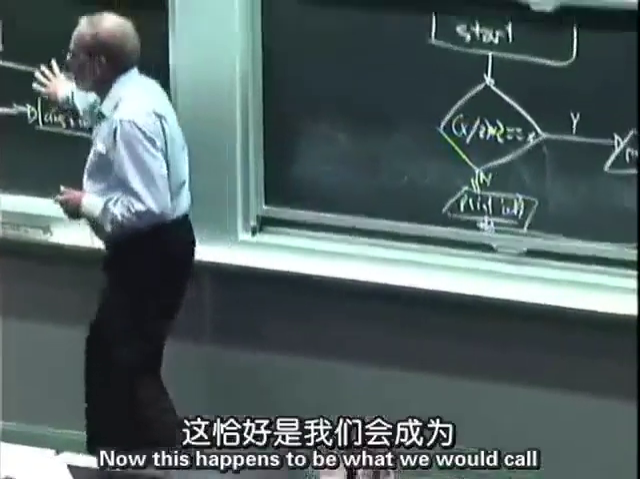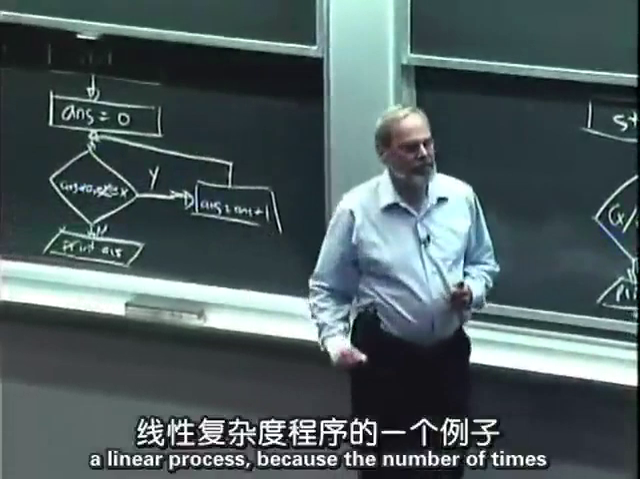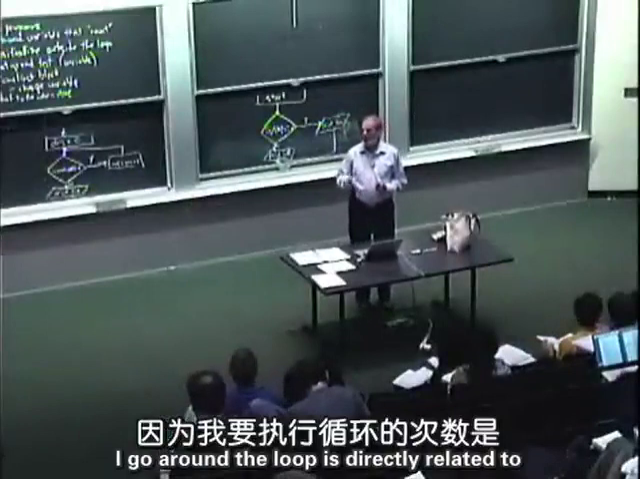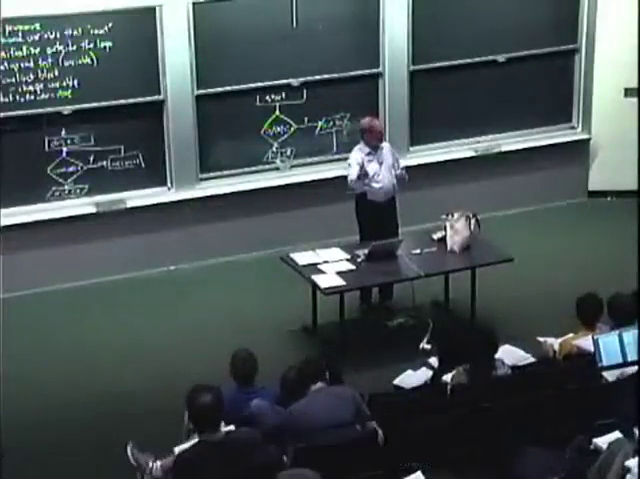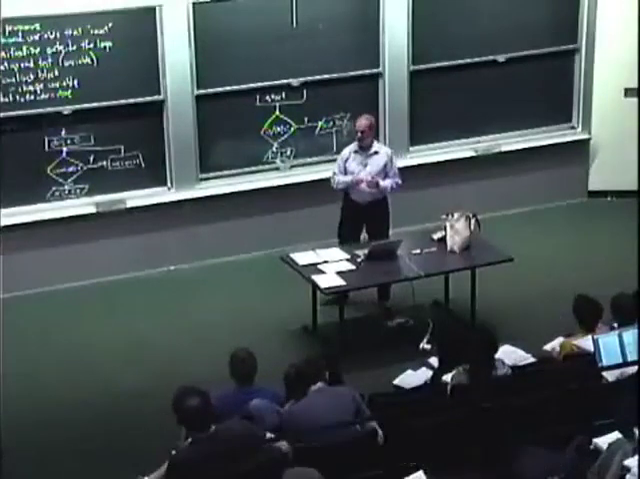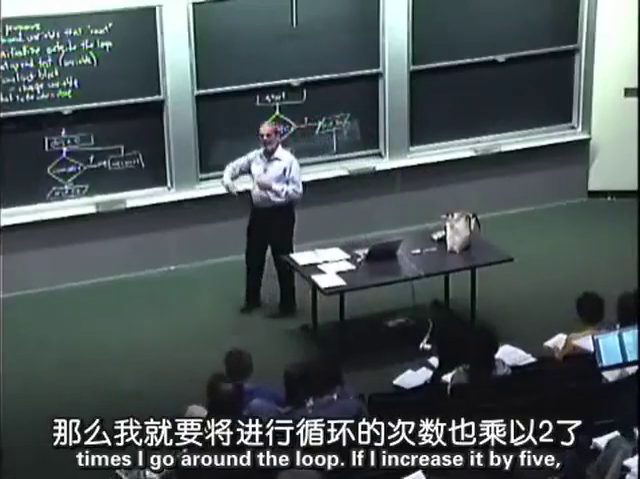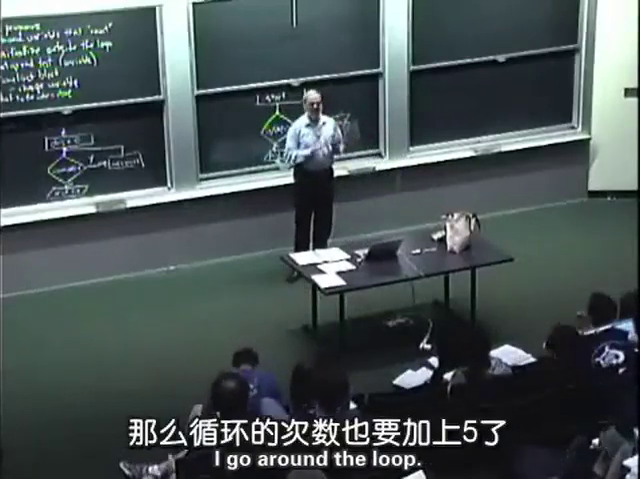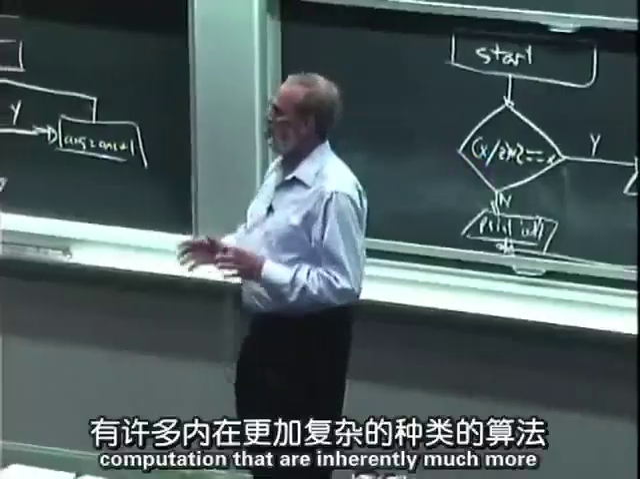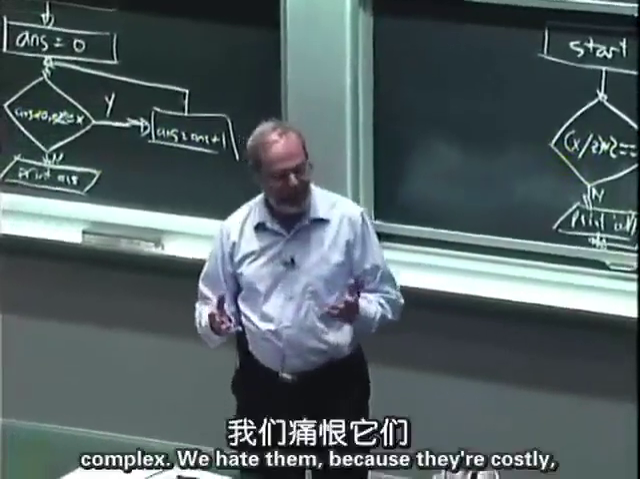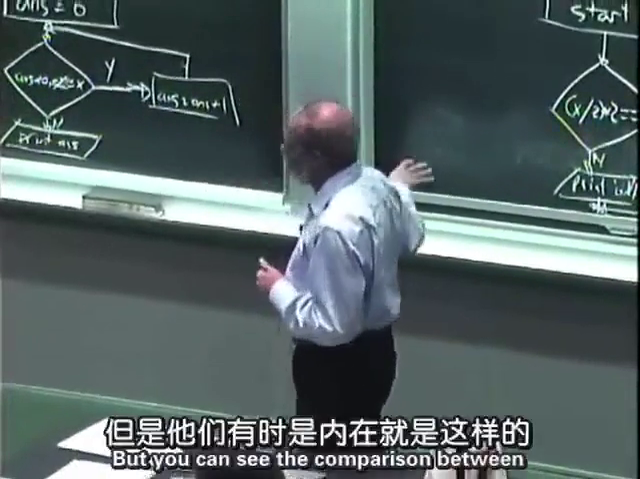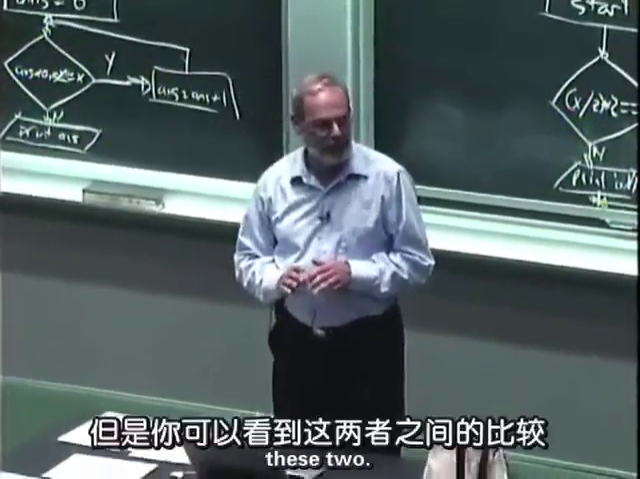Now this happens to be what we would call a linear process, because the number of times I go around the loop is directly related to the size of the argument. If I double the argument, I'm going to double the number of times I go around the loop. If I increase it by 5, I'm going to increase by 5 the number of times I go around the loop. We'll see later on there are classes of computation that are inherently much more complex. We hate them because they're costly, but they're sometimes inherently that way. But you can see the comparison between these two.